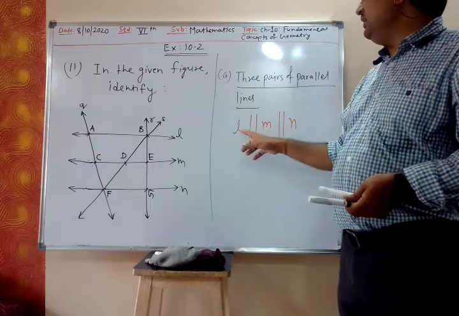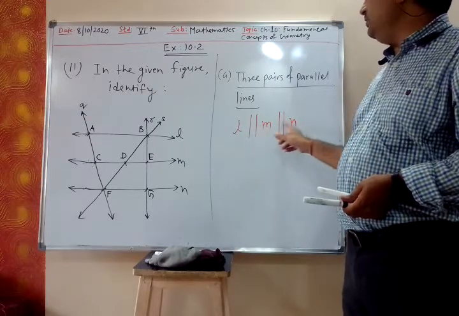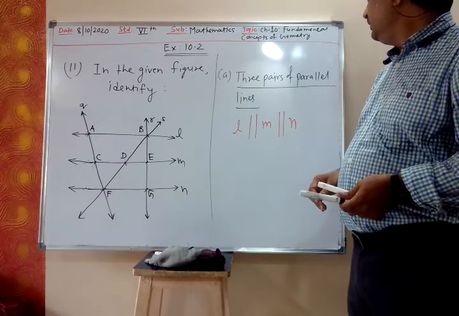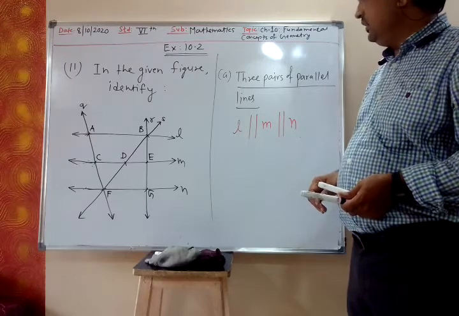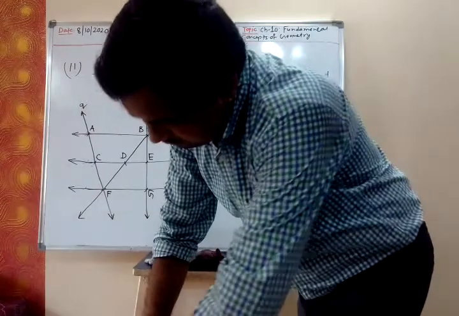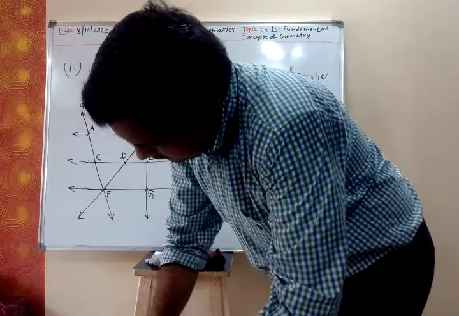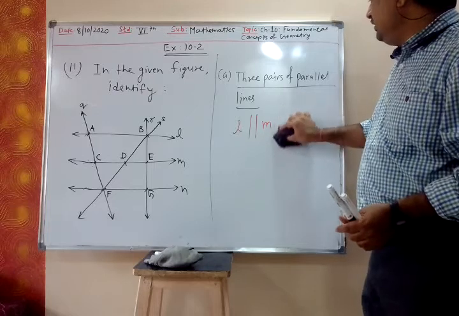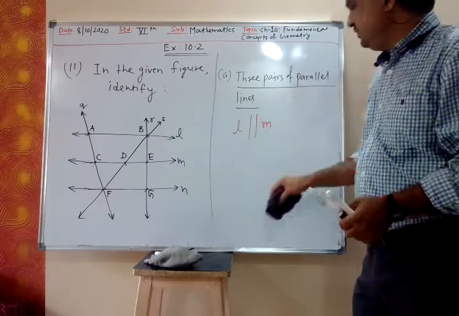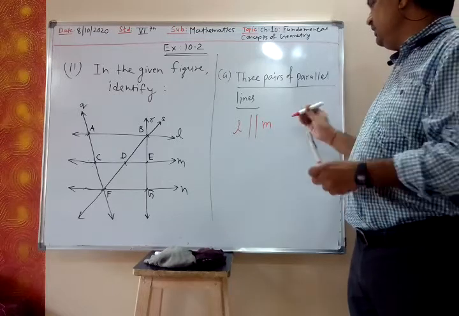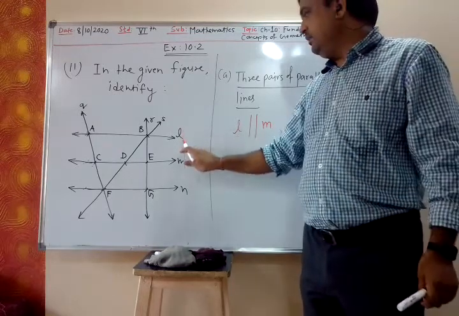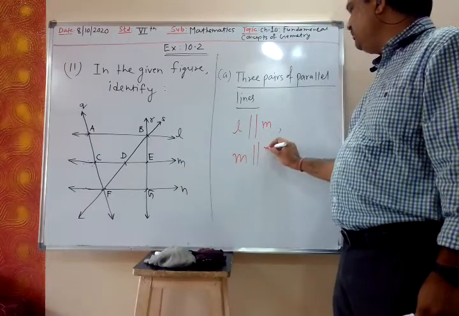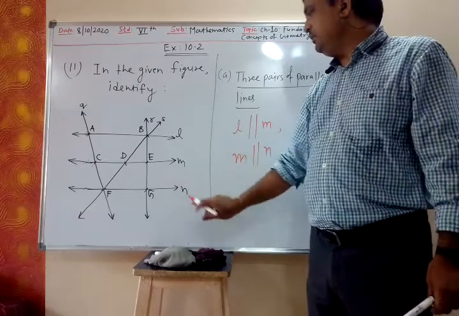See, 3 parallel lines L, M, N, they are parallel to each other. 3 pairs. If you want, you can write here. L is parallel to M. That is 1 pair. Then M is parallel to N.